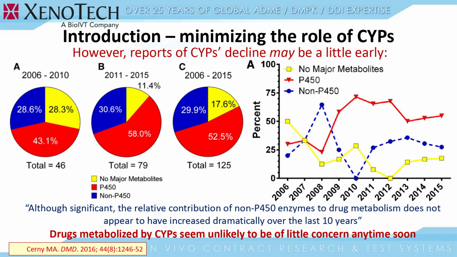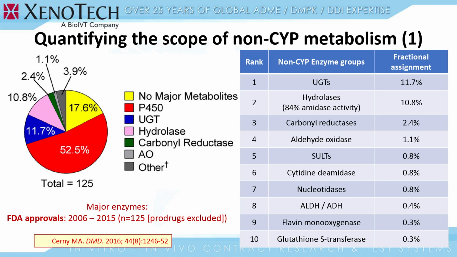Now, we do get requests for more special cases of different enzyme families to investigate, but those are more rare. So let's take a look at some of this data a little bit more in depth. Now, if you look at this graph, this is the same data presented by Cerny. And he excluded prodrugs from this analysis.